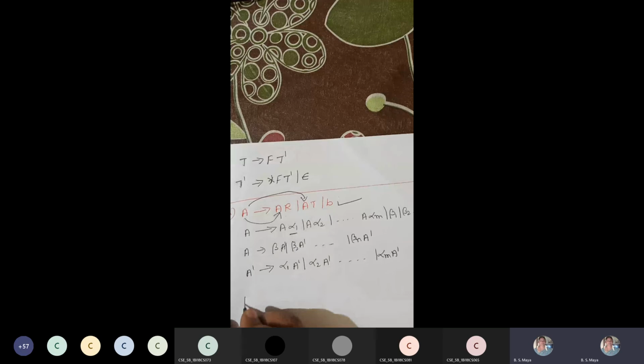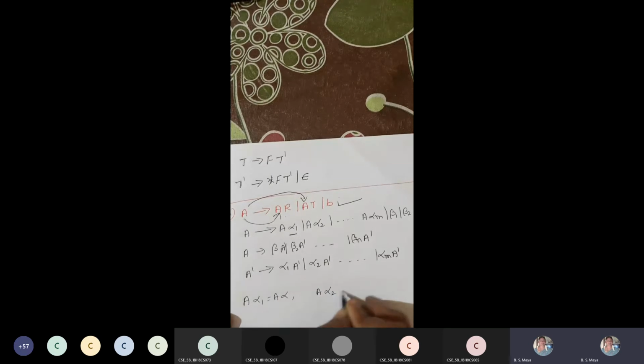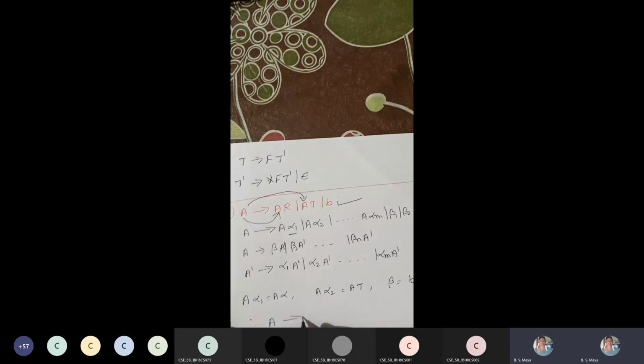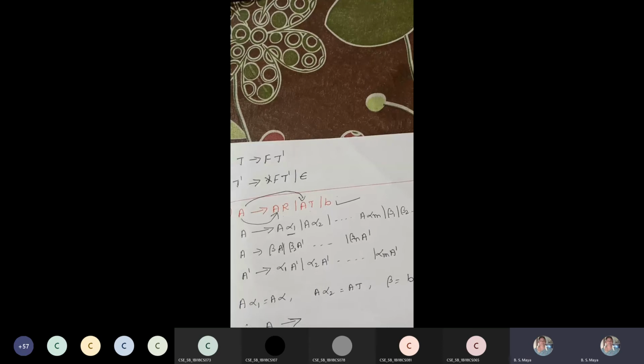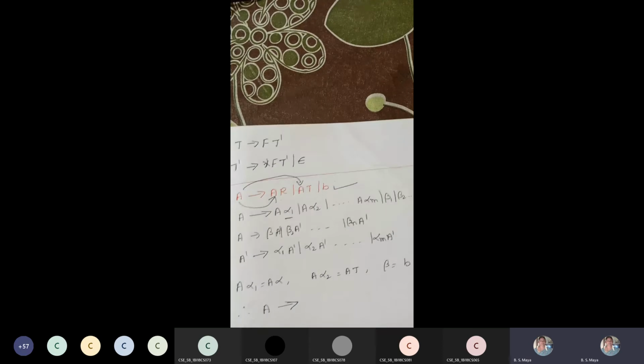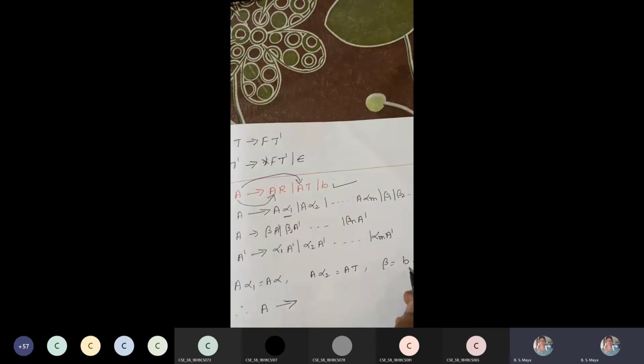For your convenience, I will write it. A alpha 1, alpha 1 is whatever, A R, not required. A alpha 2 is your A T. Beta is B now. Okay, now write your production. A derives. Which one is beta now? It should start with beta only. You can have any number of beta, don't worry. But I have only one beta, so you start with beta.